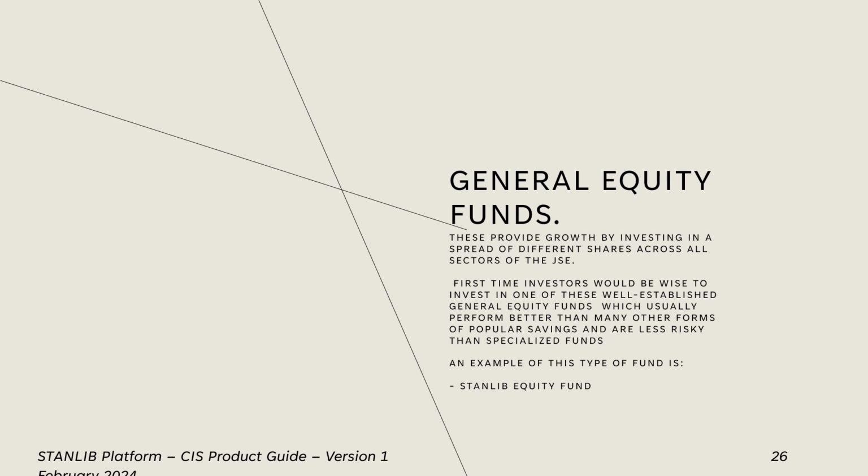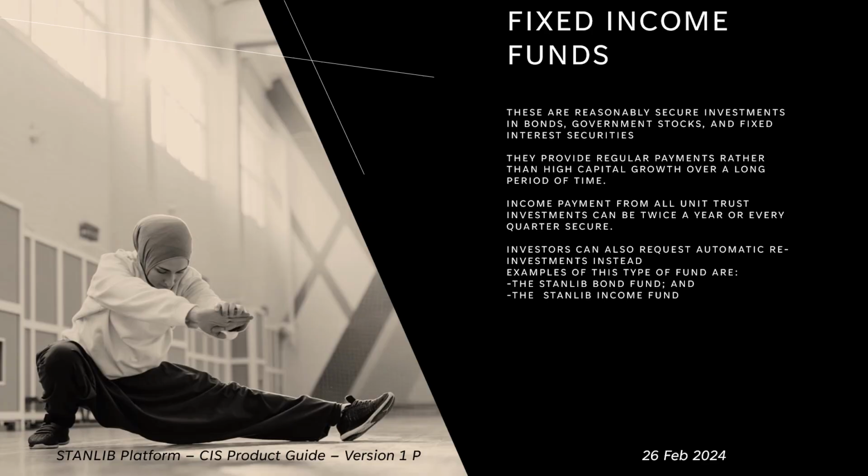Now these provide growth by investing in a spread of different shares across all sectors of the JSE, that is the Johannesburg Stock Exchange. First-time investors would be wise to invest in one of these well-established general equity funds, which usually perform better than many other forms of popular savings and are less risky than specialized funds. An example of this type of fund is the Standard Equity Fund.